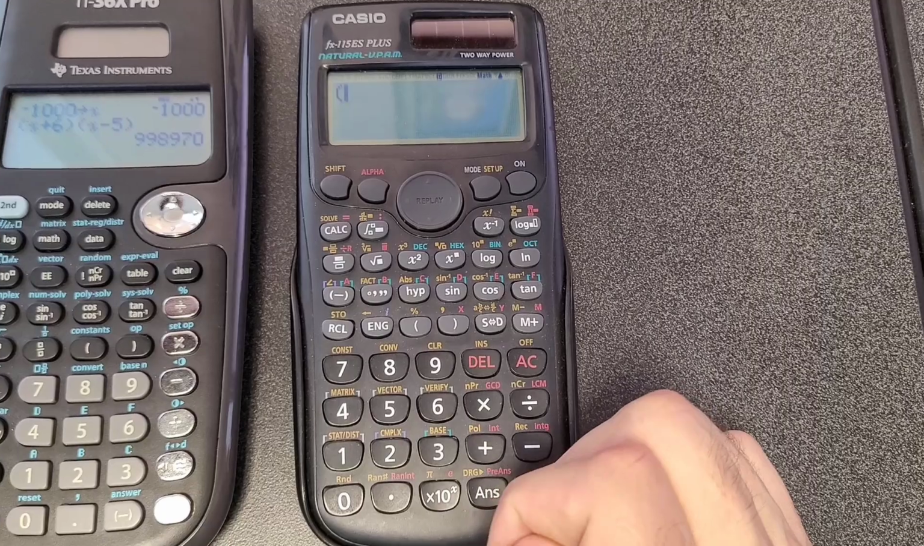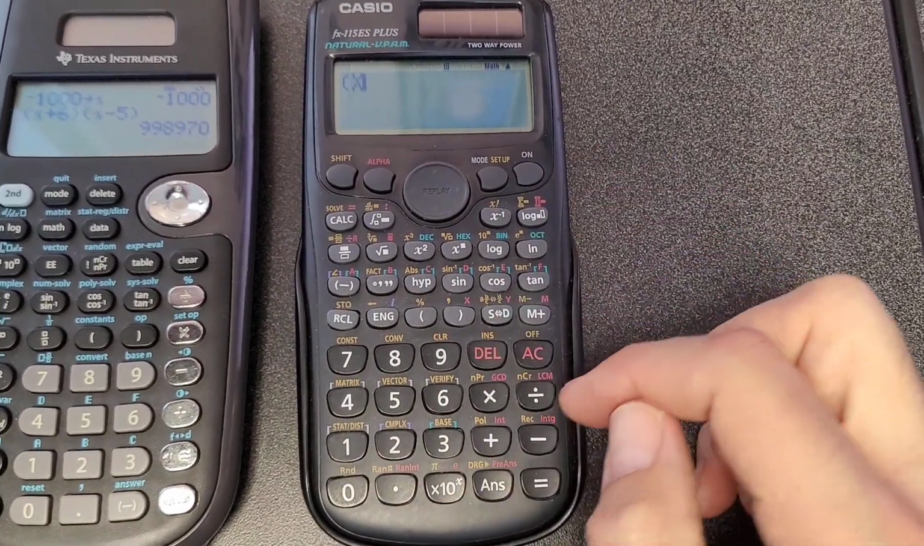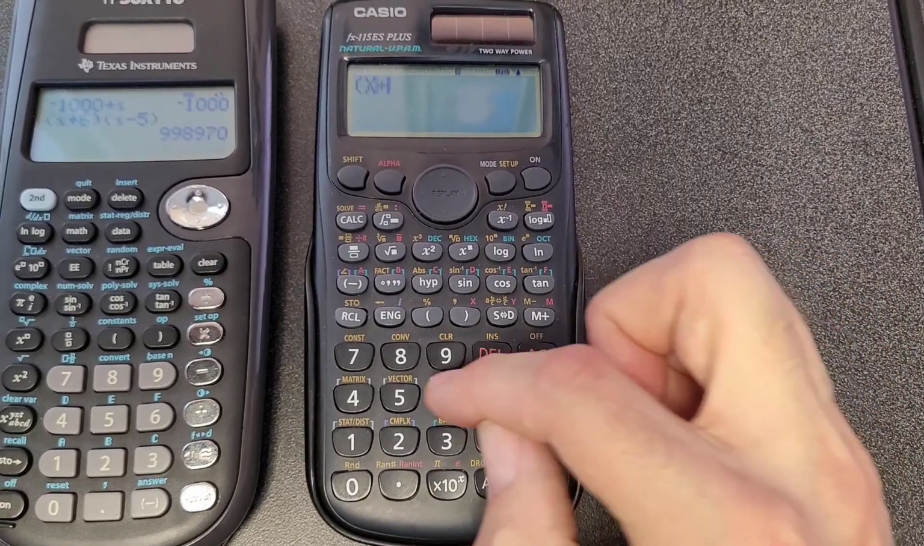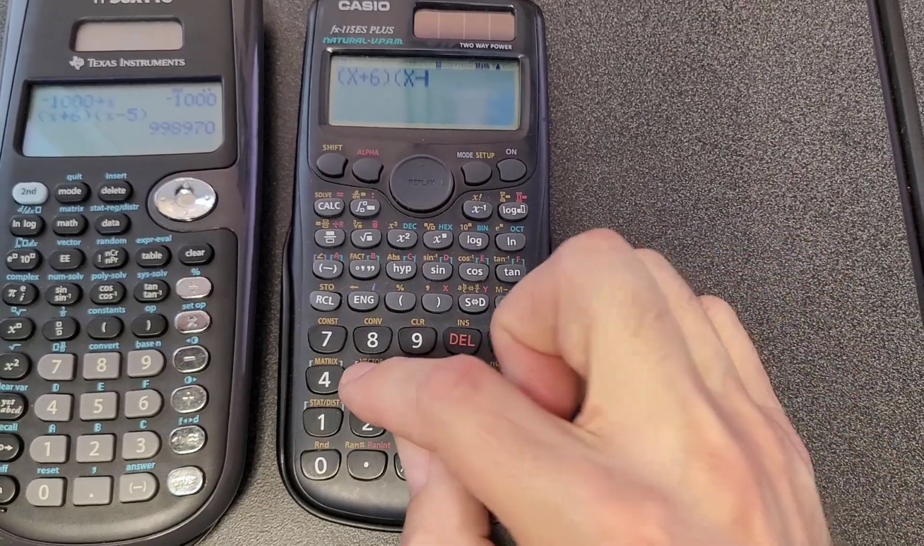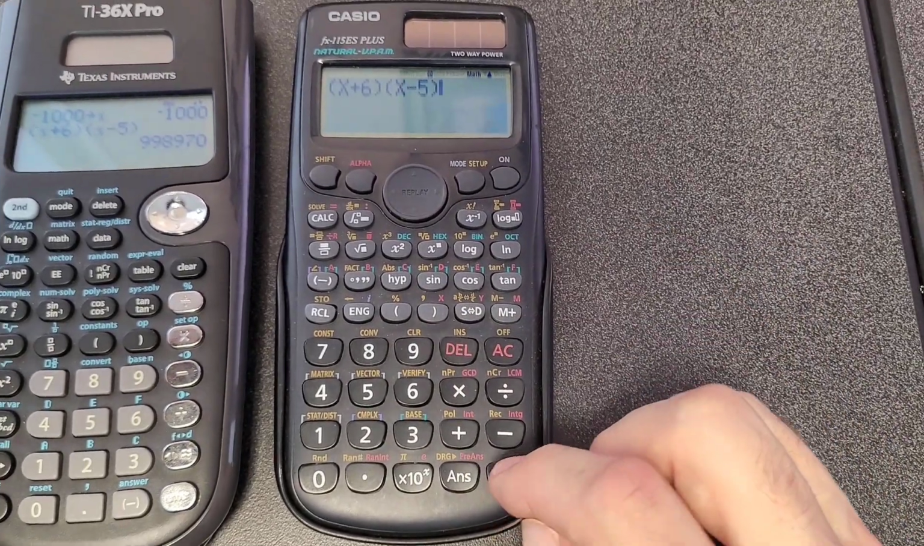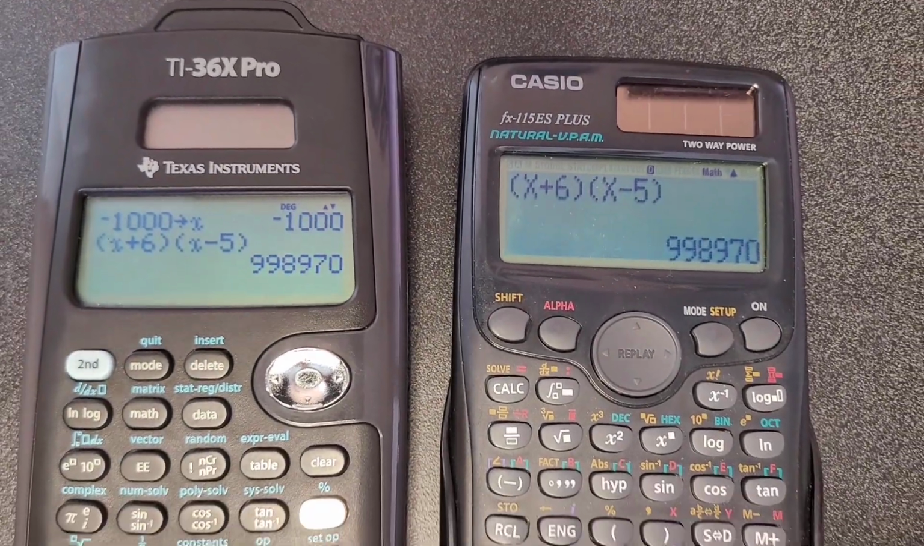Now since it's not in store mode, I'll hit my left parentheses, but I have to hit alpha to access X, plus 6, close parentheses, open parentheses, alpha X minus 5, close parentheses, equals, and we get the same value in both cases on the calculators.